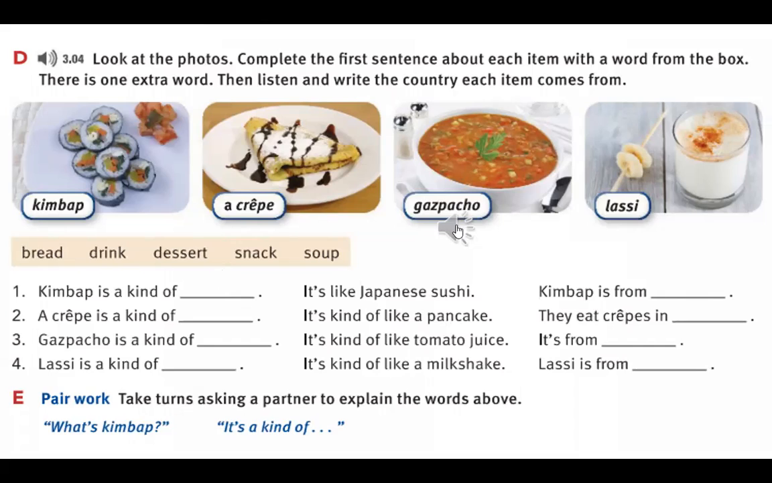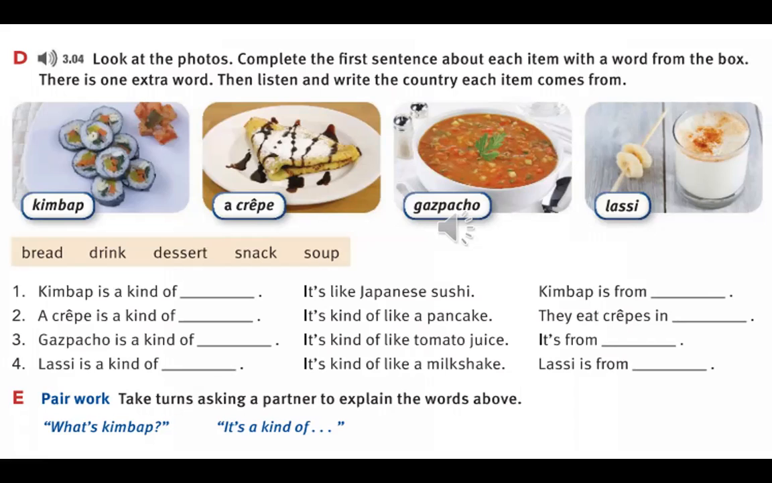Page 90, 1, conversation strategy, explaining words. D, look at the photos. Complete the first sentence about each item with a word from the box. There is one extra word. Then listen and write the country each item comes from.